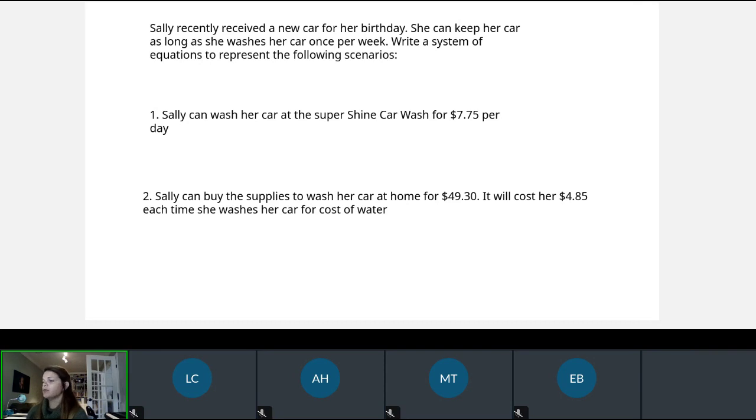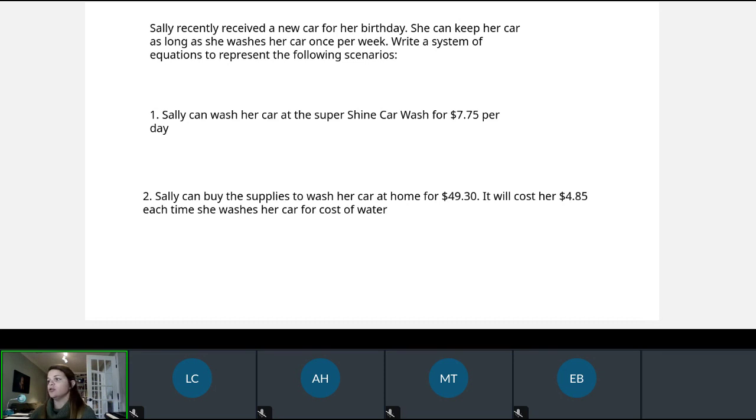All right, so I'm going to read. I want you to just pause for a second. If you're trying to work on it in Classkick, just please do me a favor and pause for just a second and watch me do this first step. So Sally recently received a new car for her birthday. She can keep her car as long as she washes her car once per week. Write a system of equations to represent the following scenarios.